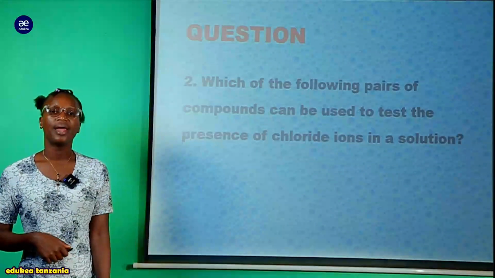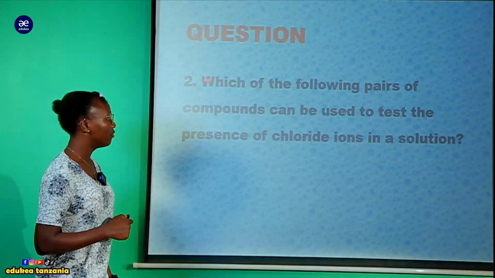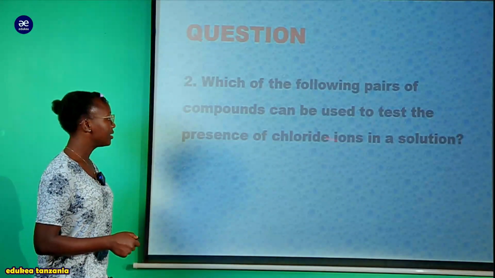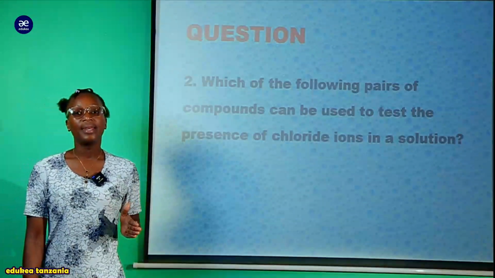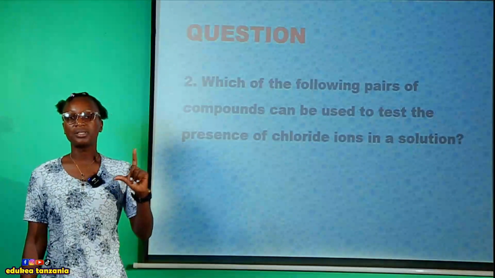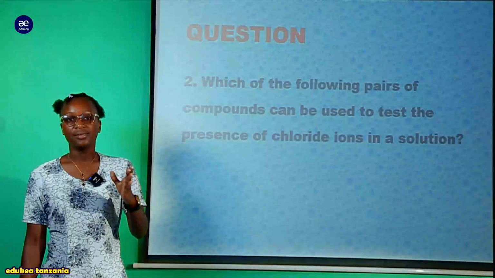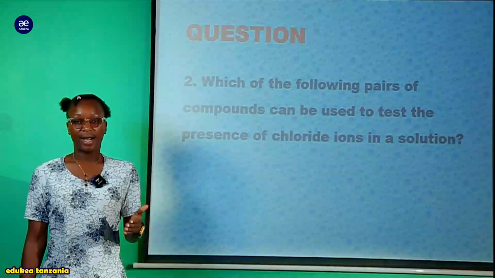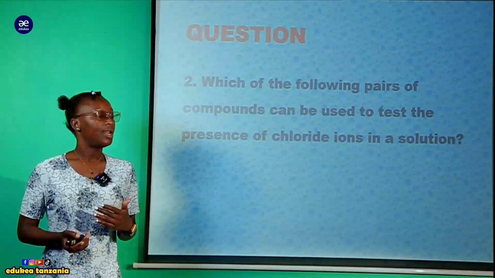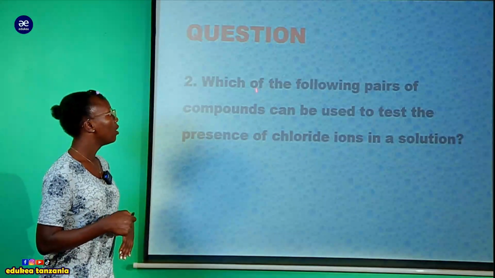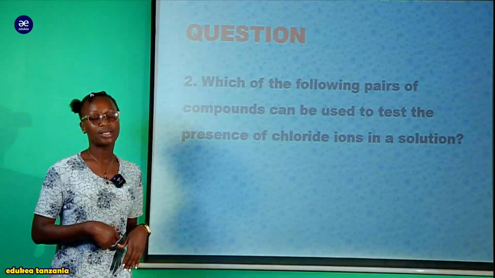Now let us see the question in number 2. The question in number 2 anasema, which of the following pairs of the compounds can be used to test the presence of chloride ion in a solution? Kumbuka haya maswali ni general assessment ya topic nzima. Kwa hiyo hapa utakutana na swali la compound of chloride, nitrate, sulfate, wherever, yani popote pale. Kwa mfano swali la kwanza pale umeona lina mchanganyiko wa concept kabisa. Lakini pia hili swali hapa amekuambia kwamba which of the following pairs of compounds can be used to test the presence of chloride ion in the solution.